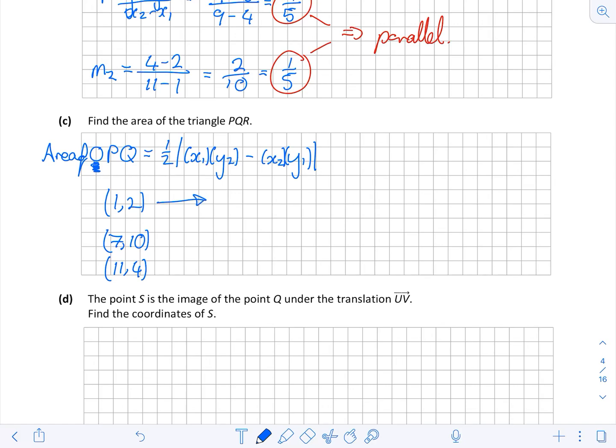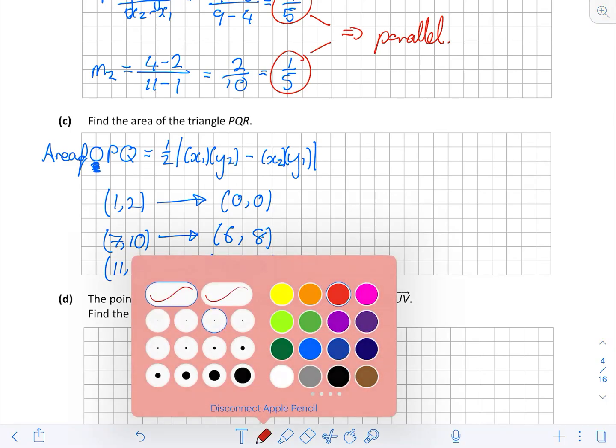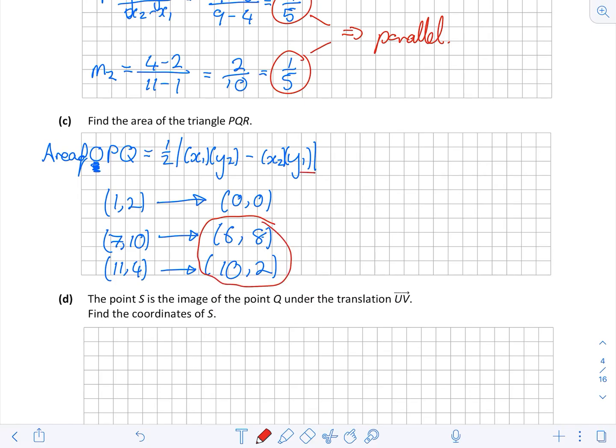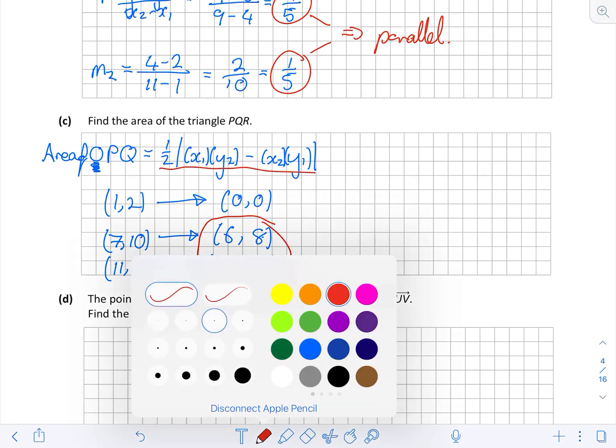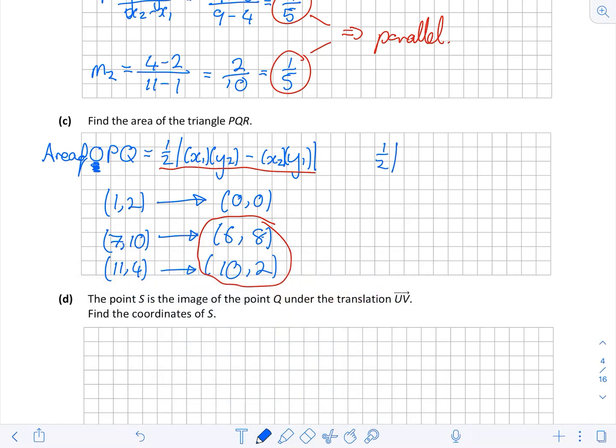So I'm going to have to get this guy to become (0, 0), which means this guy here, well, I reduced the x by 1, so that's going to be a 6, and that's going to be a 10. And I reduced the y by 2, so that's going to be an 8, and that's going to be a 2. So I can now use these two guys here in this formula. So we now have a half of 6 times 2 minus 10 times 8. And so we can put that into our calculator.